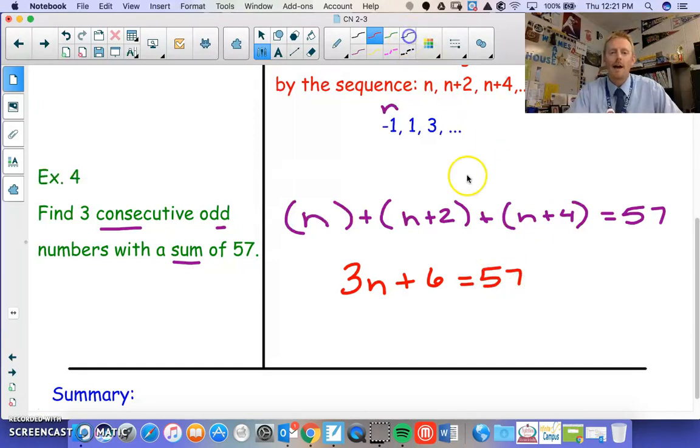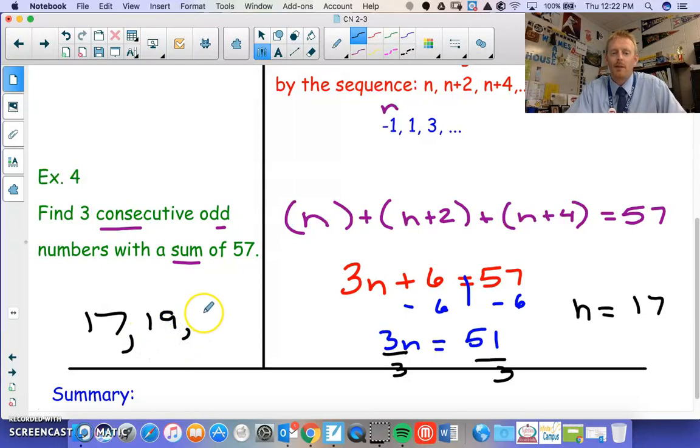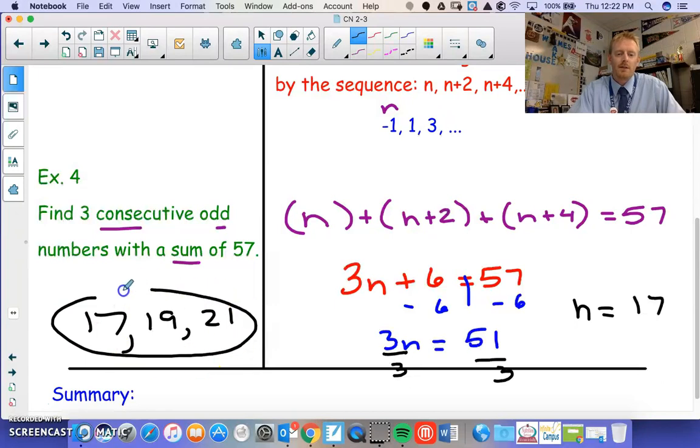All I have to do is solve this by subtracting 6 from both sides, getting 3n is equal to 51, then dividing by 3, and finding out that n is equal to 17. So if n is 17, my first odd number, my second odd number would have been 19, and my third odd number would have been 21. So these are my 3 consecutive odd integers.